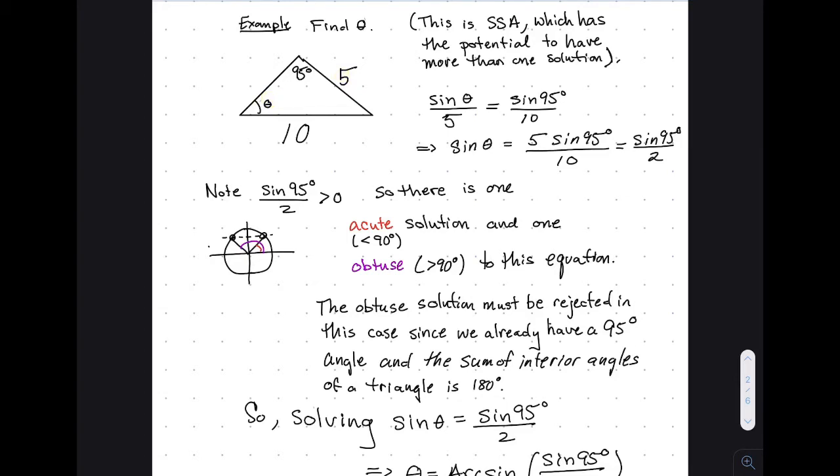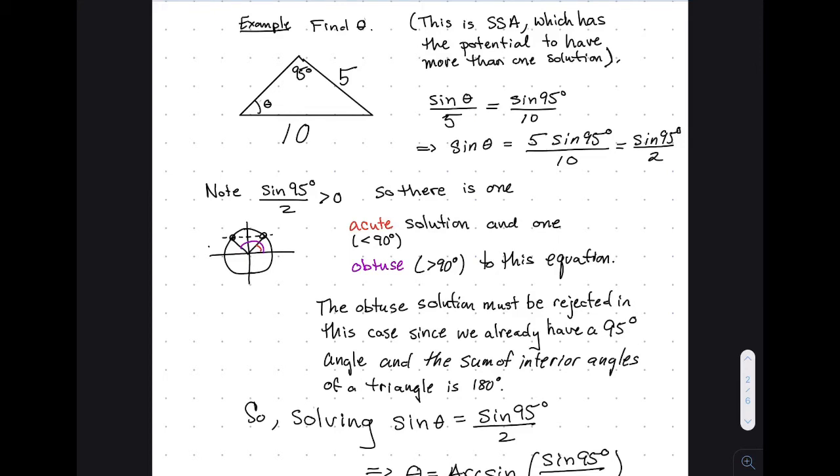We multiply both sides by 5, since we're just solving for sine theta here. So that's the same as sine of 95 over 2. So sine of 95 is positive, so if we divide by 2, it's still positive.